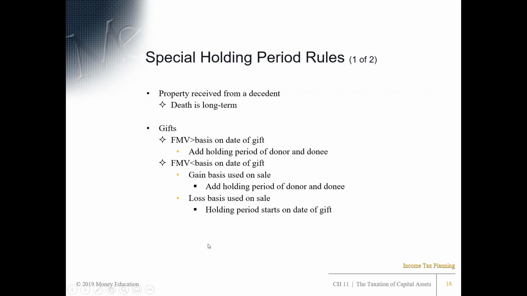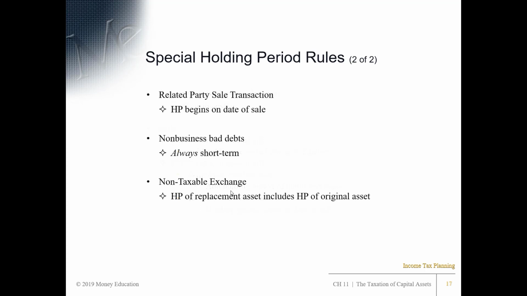So let's talk about some special holding period rules. Property received from a decedent. If it's from death, it is considered long-term. If it's a gift, if the fair market value is greater than the basis of the gift, add the holding period to the donee or donor. If the fair market value is less than the basis of the gift, the gain basis is used on sale, so double basis. You have a gain basis and a loss basis. And you add to the holding period. If there's a loss basis that's used, the holding period starts on the date of the gift.